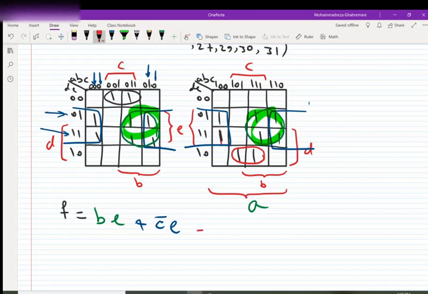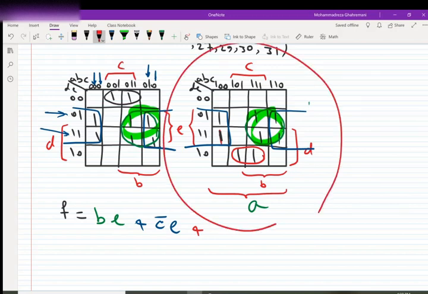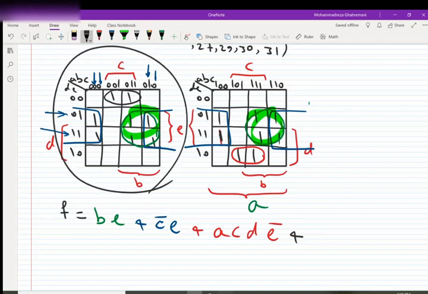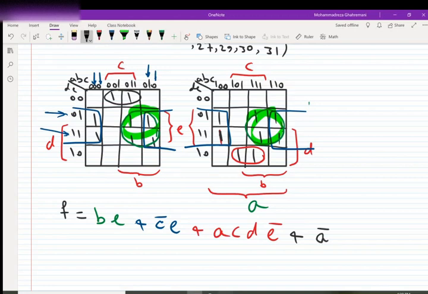The next one, the red group. The red group is only in the second table. So A is constant, so it's A. What about B? B is changing. C is constant. D is constant. E is constant. So it's A, C, D, E bar. Plus the black one, it's only in the first table. In the first table, A is A bar, so it's A bar. B is changing, C is constant, D is constant, E is constant. So this one is the simplified, minimum cost for this table.